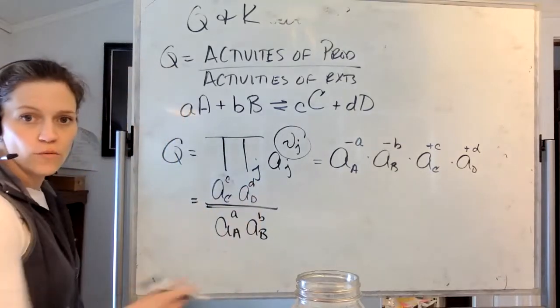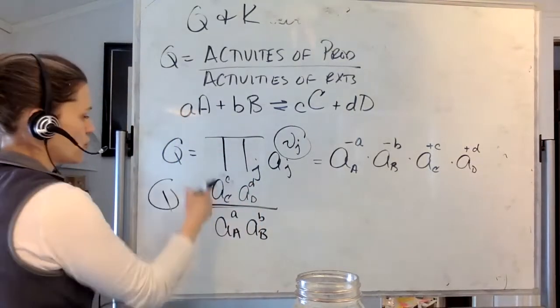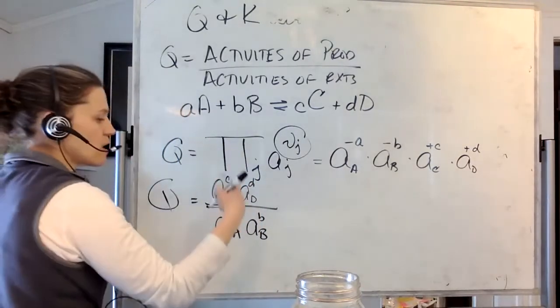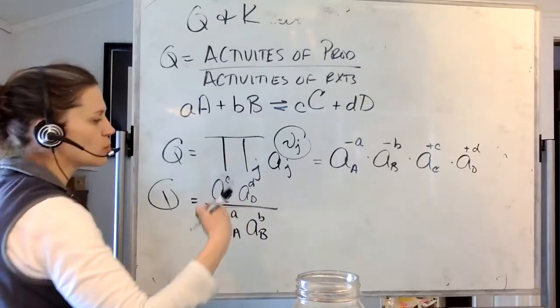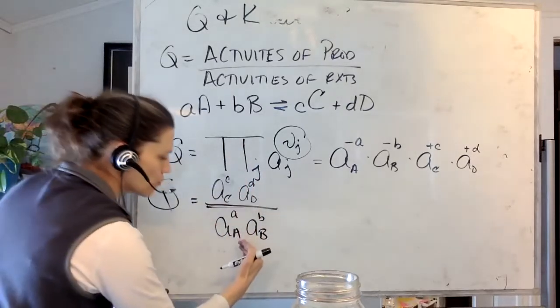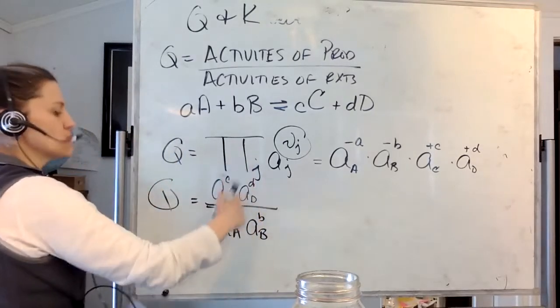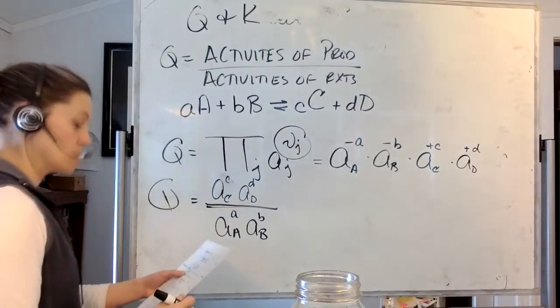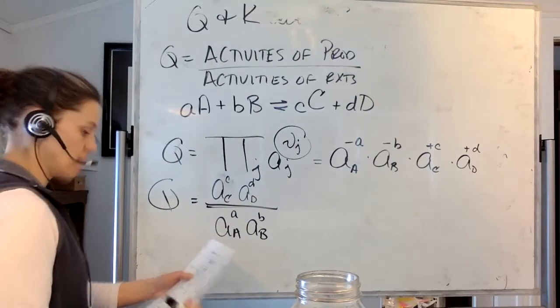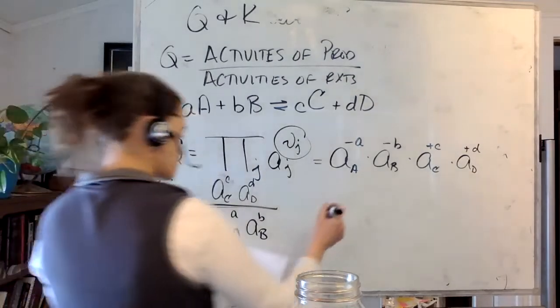Okay, cool. So those are just the ratio of the activities of the products raised to their stoichiometric coefficients divided by the activities of the reactants raised to their stoichiometric coefficients. Go team. Okay, let's give an example.